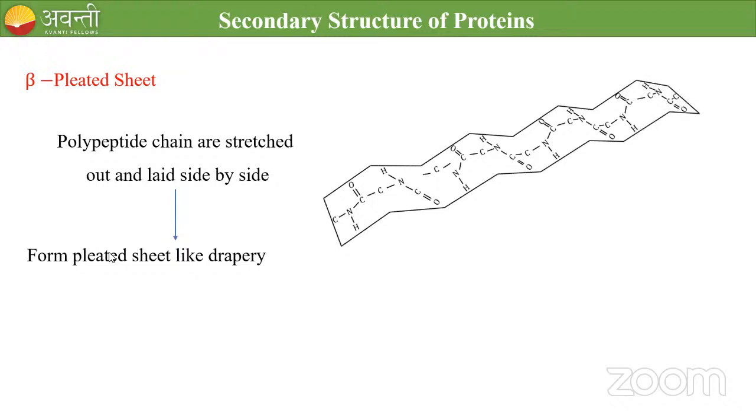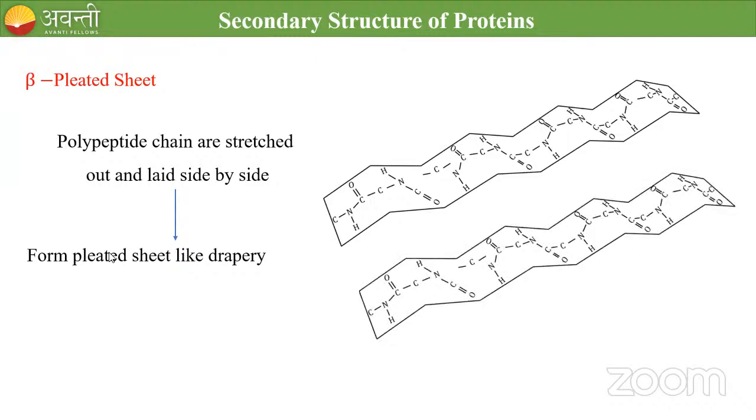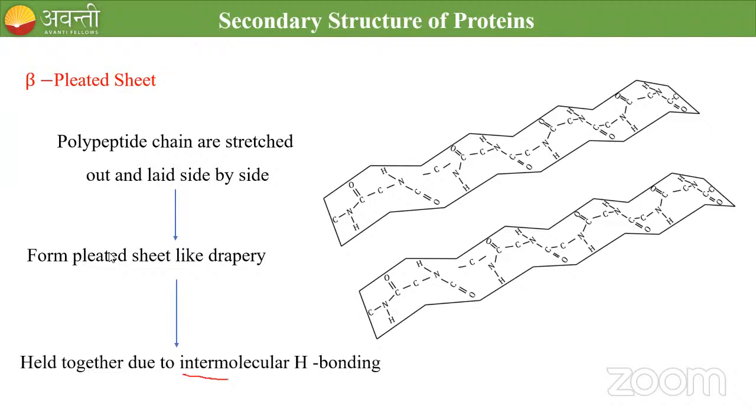You can fold this. So this is one sheet and this is another sheet, where we have the CO and NH groups. This is one protein chain and that is another protein chain. Both sheets can form hydrogen bonds with each other. These two sheets are held together due to intermolecular hydrogen bonding. What is meant by intermolecular hydrogen bonding? If you have hydrogen bonding between two molecules, then it is called intermolecular hydrogen bonding.